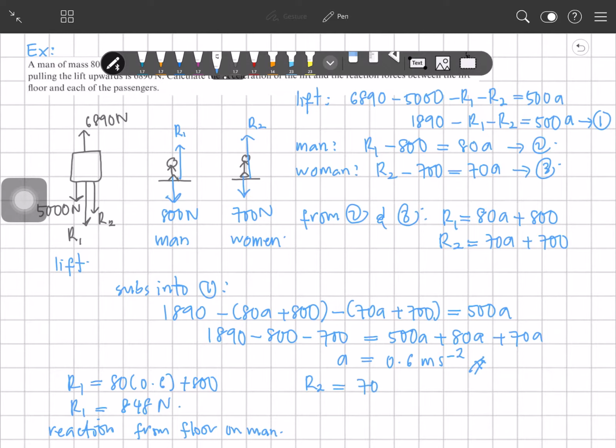So the value of R2 is equal to 70 multiplied by 0.6 plus 700. So the value of R2 is equal to 742 Newton. So this is the reaction force from the floor on the woman.